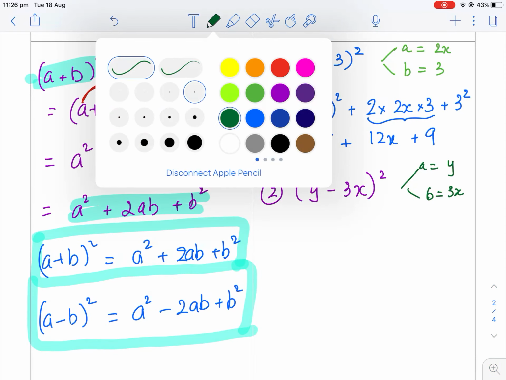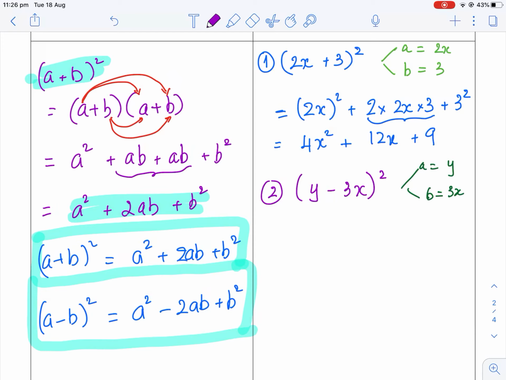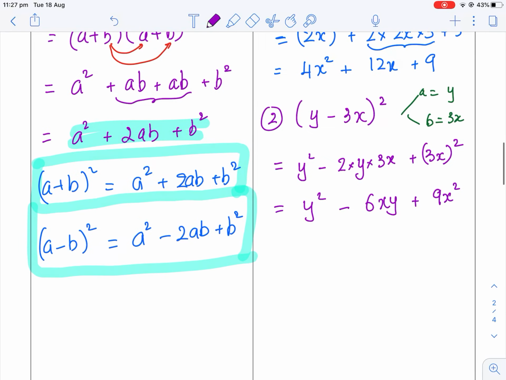And what we do, we're going to use this formula. It's going to equal a squared take away 2ab plus b squared. So a squared is y squared. Take away 2 times a, which is 2 times y, and times b, which is 3x. And then plus b squared, 3x squared. So it's equal to y squared take away 6xy plus 9x squared. Done.